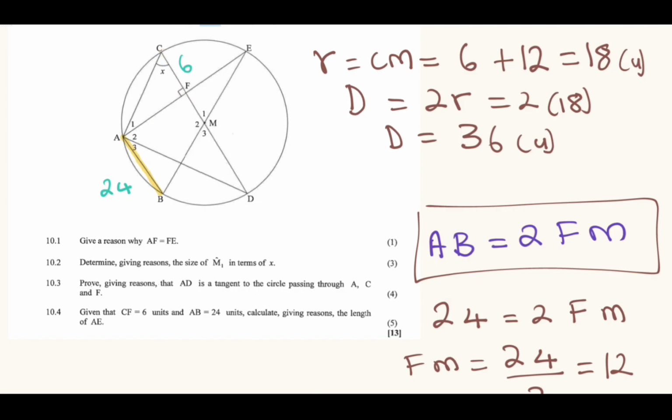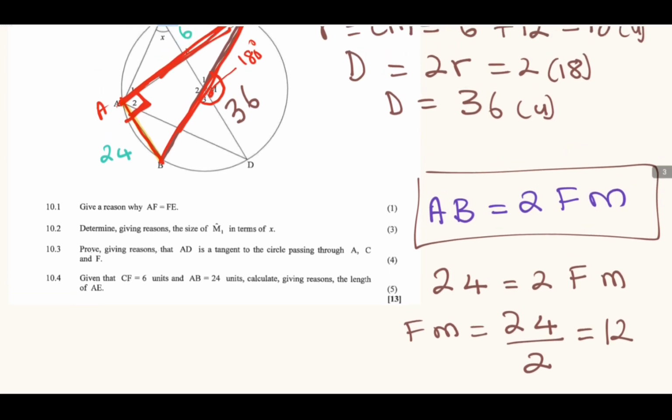So let me redraw this again. We have been given AB, we have to look for AE, and this is our radius, another radius. So it's a diameter, and the diameter is equal to 36 units. If this is the diameter, then this angle is equal to 180 degrees. The angle which is at the center will be double the angle which is at the circumference. If this is equal to 90 degrees, then we can use the theorem of Pythagoras on this triangle to determine the length of AE.